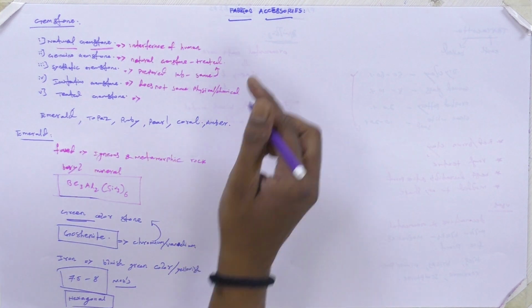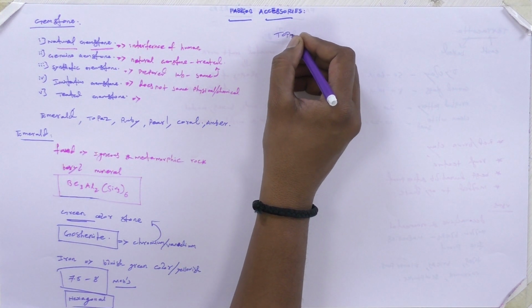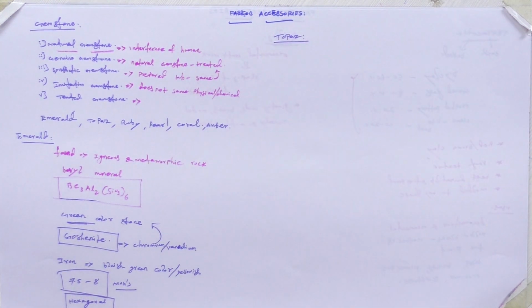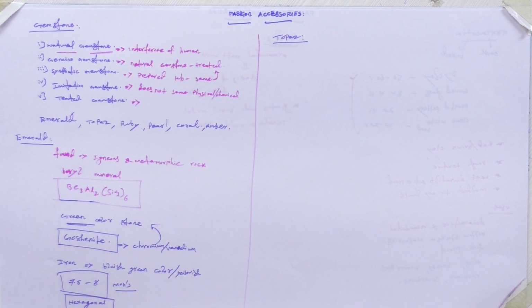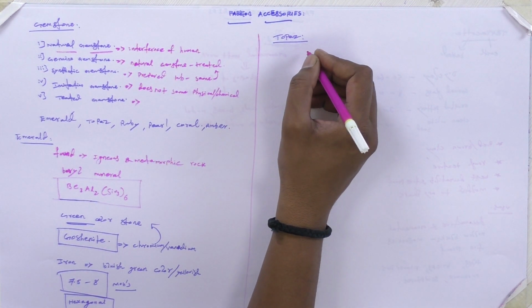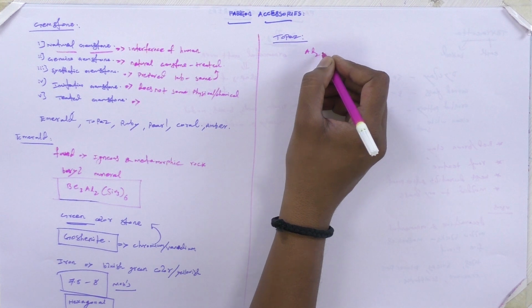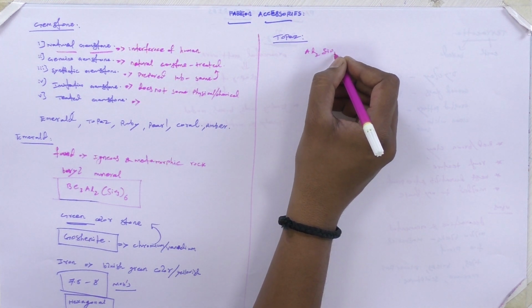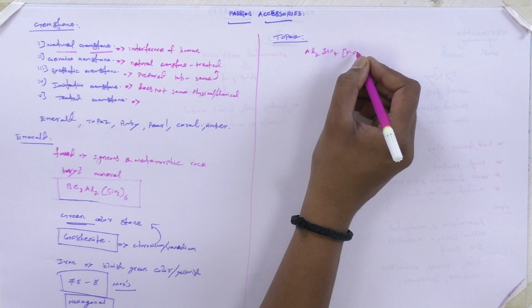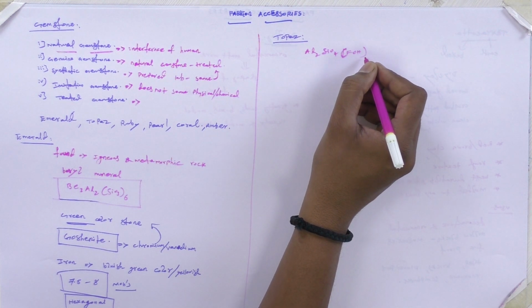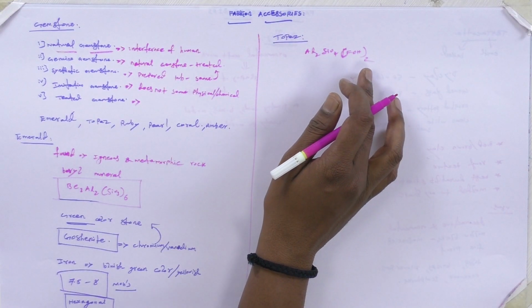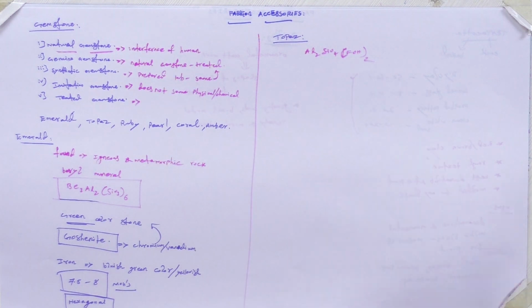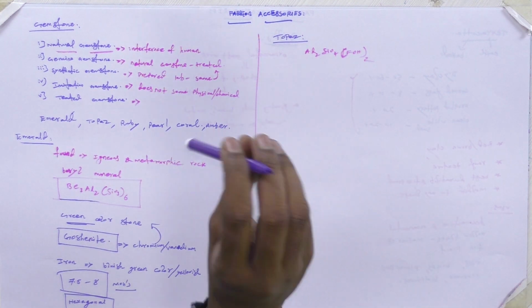Next one is topaz. Topaz is an aluminum silicate. The chemical formula of topaz is Al2SiO4(F,OH)2. Actually, if it looks like an orange-red color, it is no more precious.